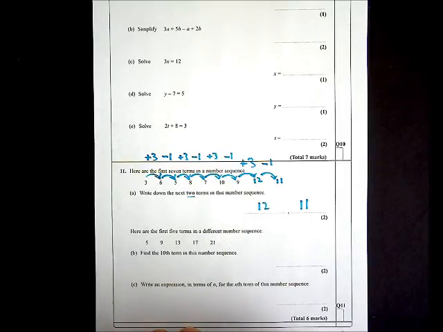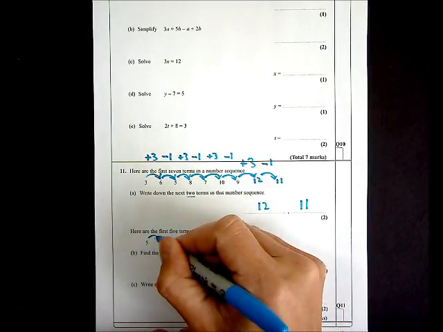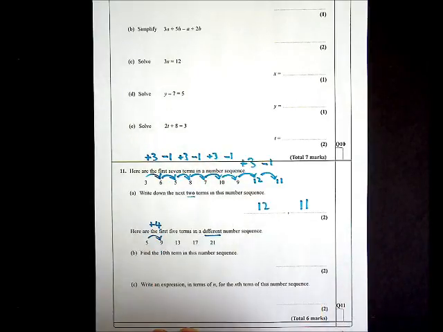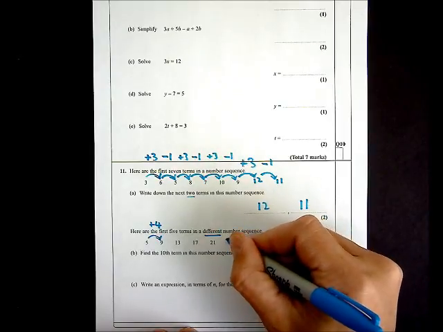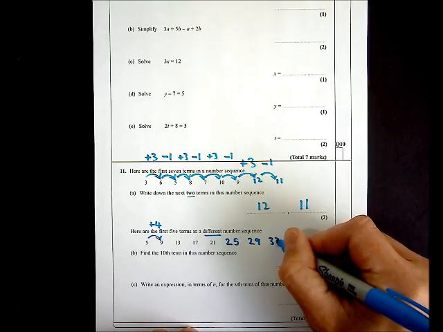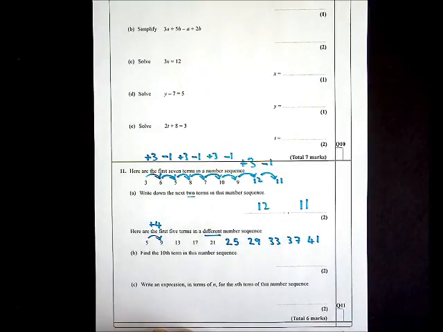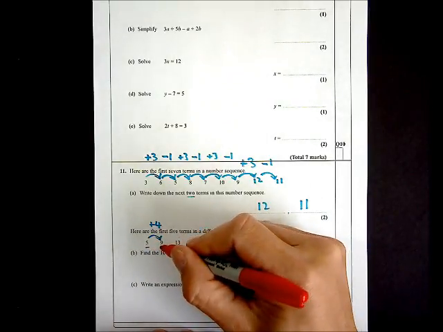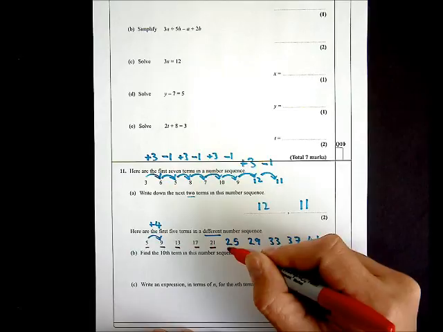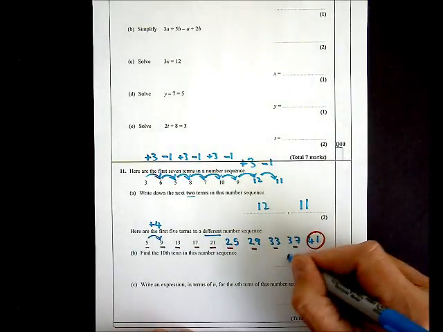In part B of this, I'm told that I've got a different number sequence, and I'm asked to find the 10th term in this number sequence. So to do that, I'm just going to carry this number sequence on, and it goes up each time, adding on 4. So from 21 I need to add on 4 and get 25, and then add another 4 to get 29, and keep going until I get to the 10th term. And just check I've got the 10th term, so the 1st, 2nd, 3rd, 4th, 5th, 6th, 7th, 8th, 9th. That is the 10th term, 41.